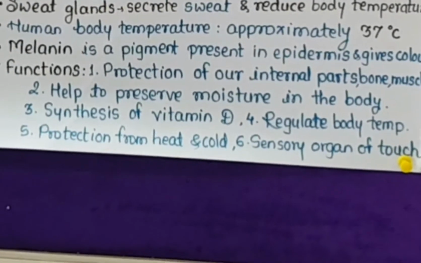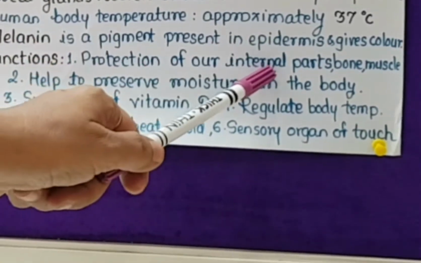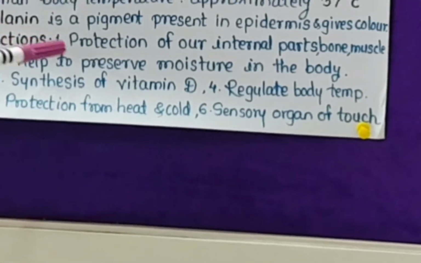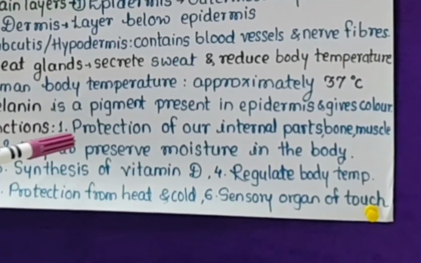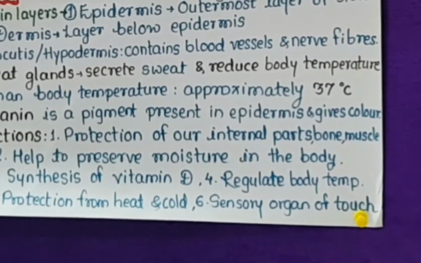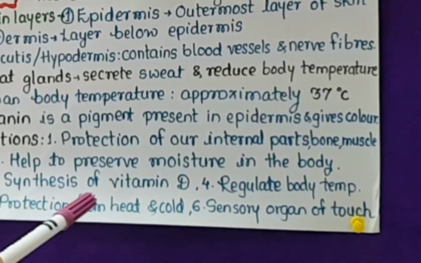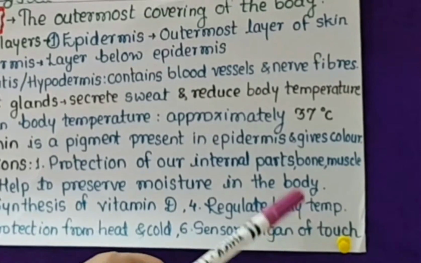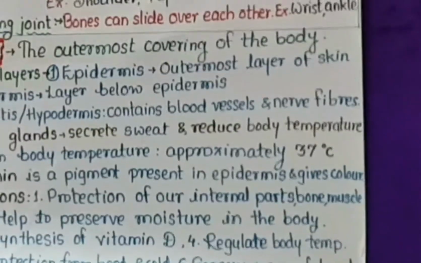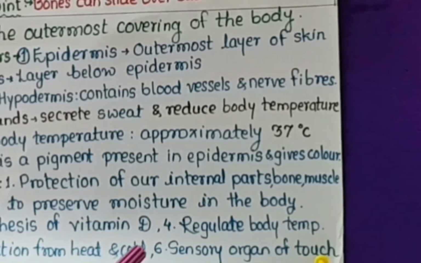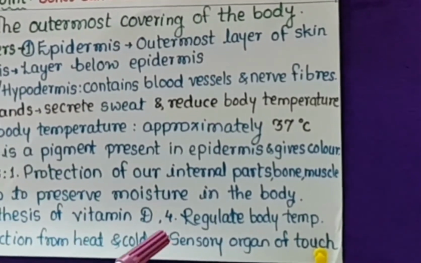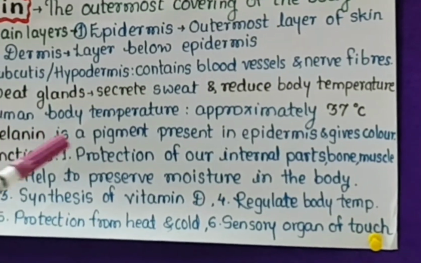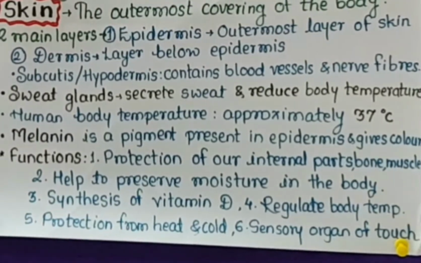Let us see the functions of skin. Protection of our internal parts, bones, muscles and organs. This is done by our skin. It helps to preserve moisture in the body. Then synthesis of vitamin D is also done by the skin. It regulates our body temperature by secreting sweat. Then protection from heat and cold is done by our skin, and it is known as the sensory organ of touch. It is Sparshindriya, the sensory organ of touch.